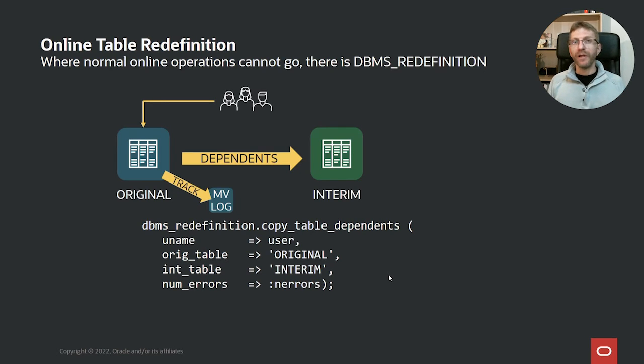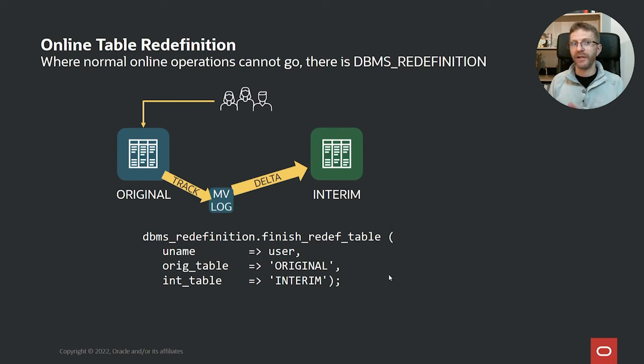But before that, we need to copy the table dependents, because we have created a table without anything, and the copy table dependents will, according to the parameter that we specify, copy indexes, triggers, constraints, grants, etc. So once we copy all those objects, we can finish the redefinition of the table. That does two things. The first one, it will apply all the deltas from the materialized view log inside the interim table, so that it is up to date with the original table.